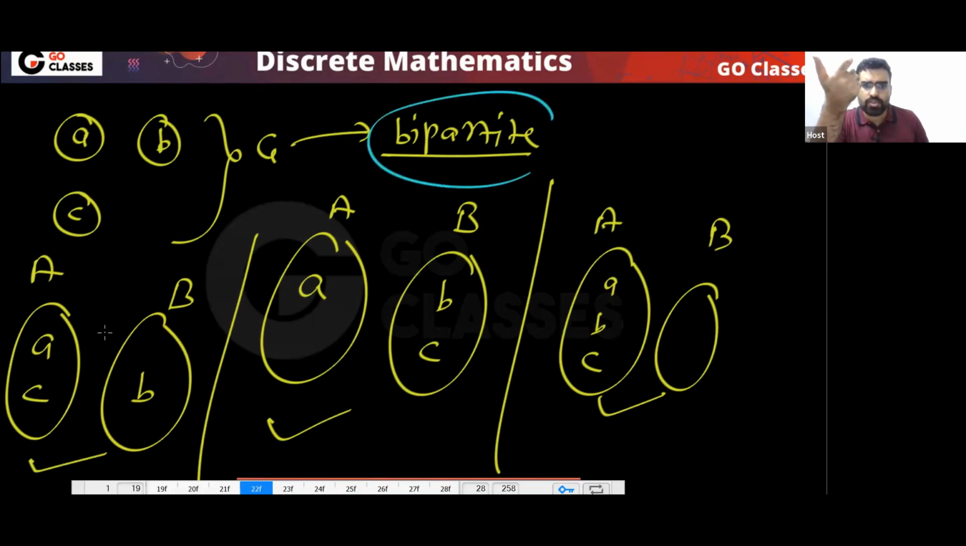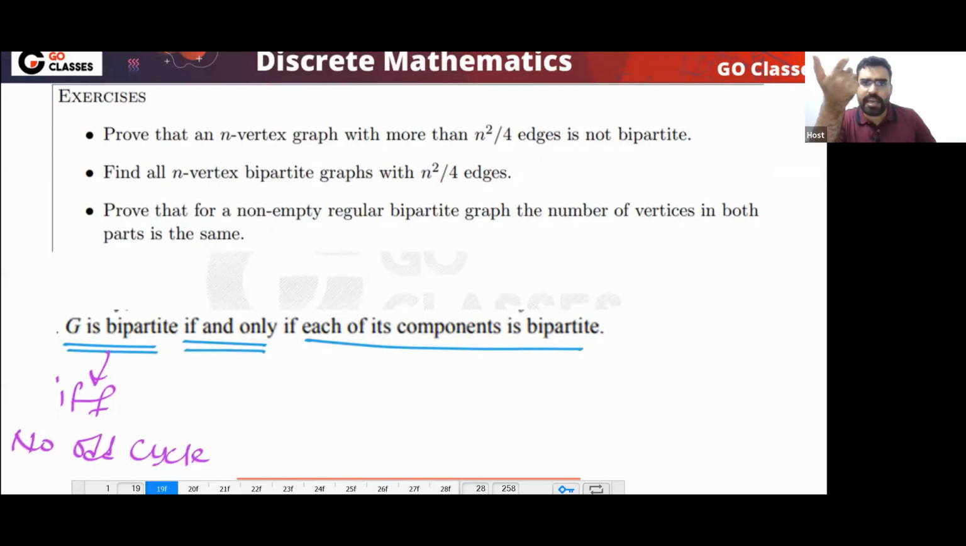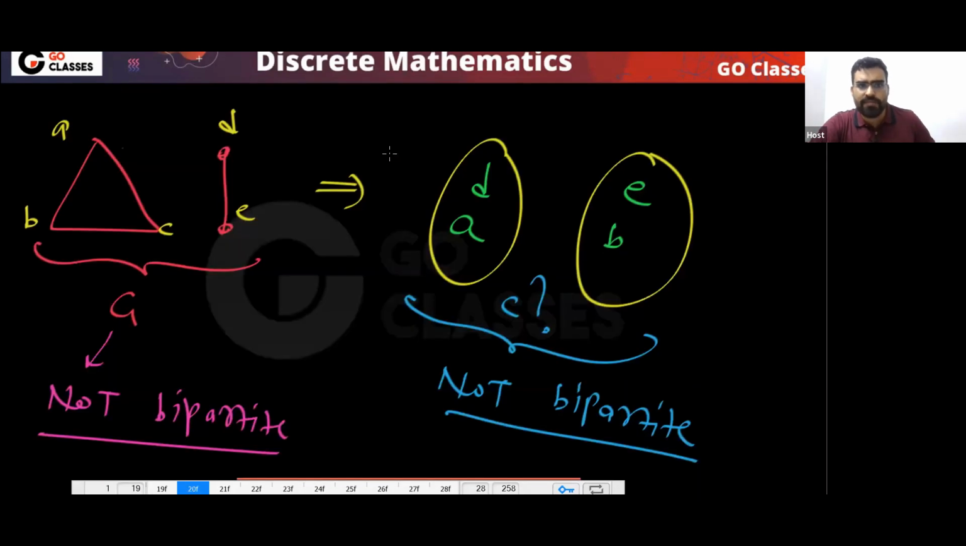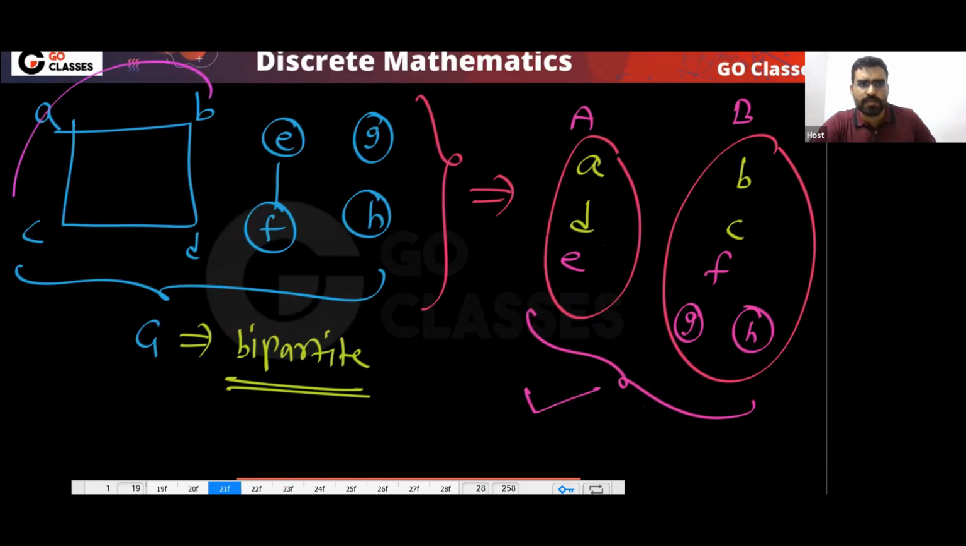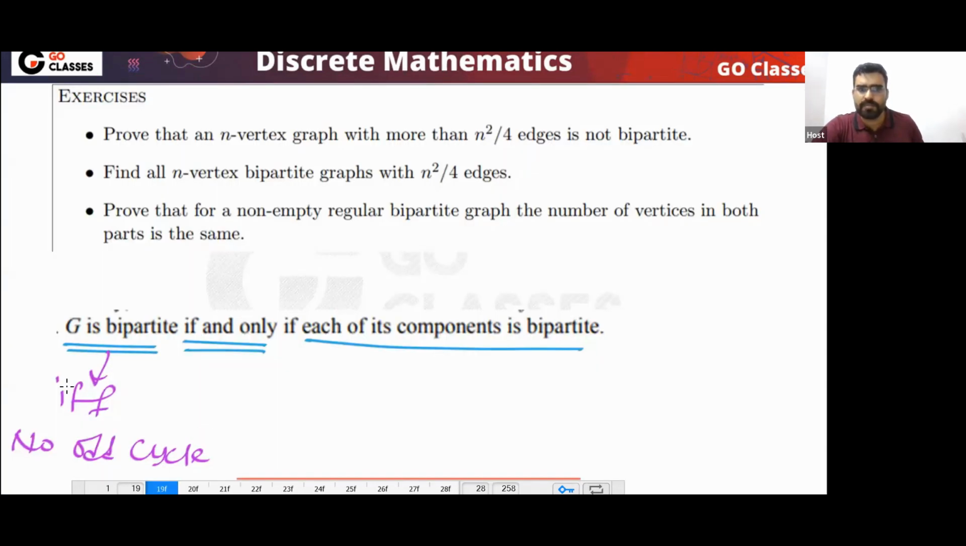So is this clear? G is bipartite if and only if no odd cycle. So basically every component also should be bipartite. Here this component is not bipartite. Here every component is bipartite. This component is bipartite, this component is bipartite, this component is bipartite, and this component is also bipartite. So G is bipartite if and only if every component is bipartite.